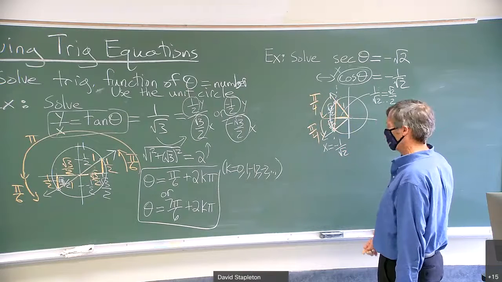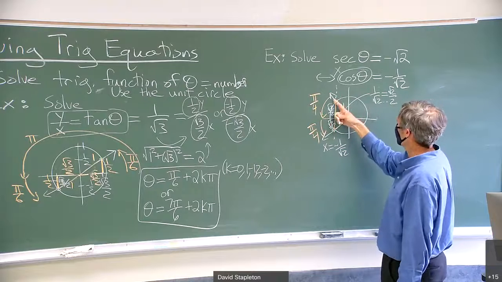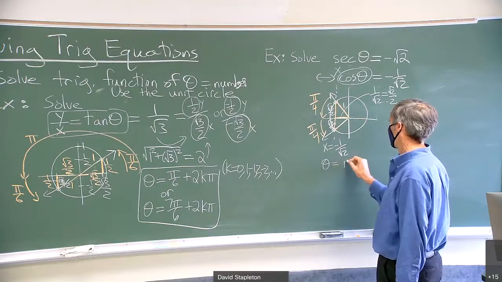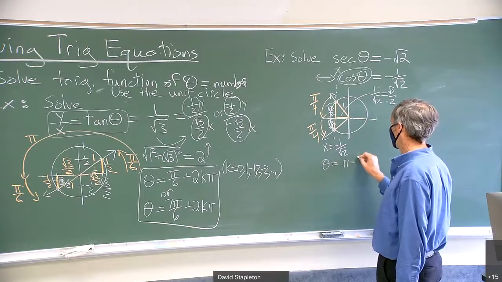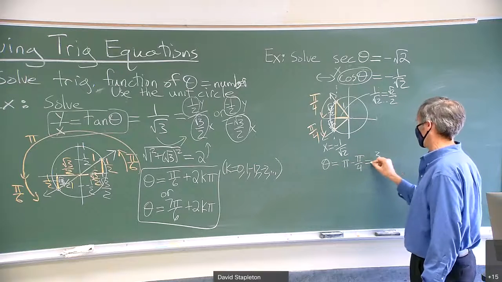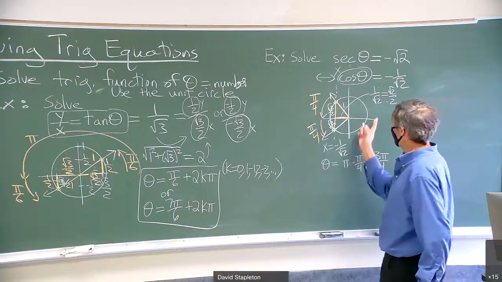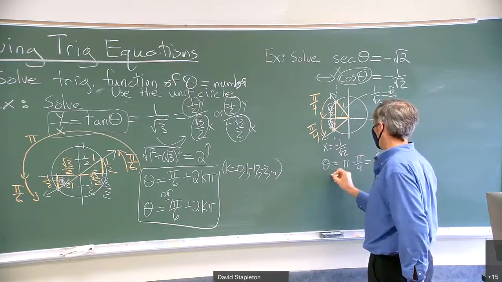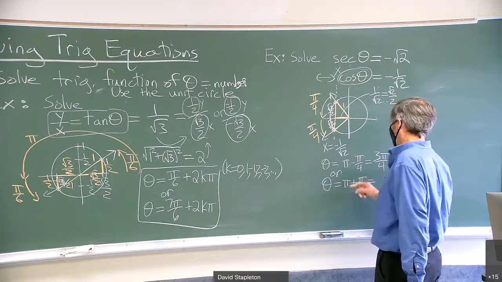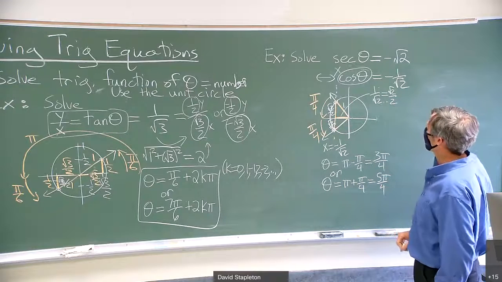Which means, once again, if I want all angles from 0 to 2 pi, I start here, rotate around to this one, and I say, oh, it's pi back up pi over 4. Which is 1 minus a fourth is 3/4 of pi, right? 1 pi minus 1/4 pi is 3/4 pi. The other one is pi plus pi over 4, which gives me 1 pi plus 1/4 pi is 5/4 pi. Those are the 2 angles between 0 and 2 pi.